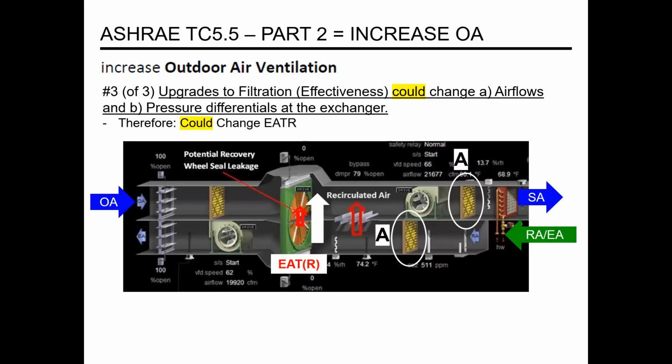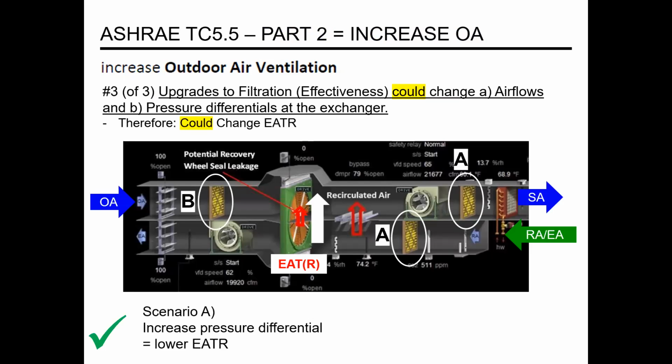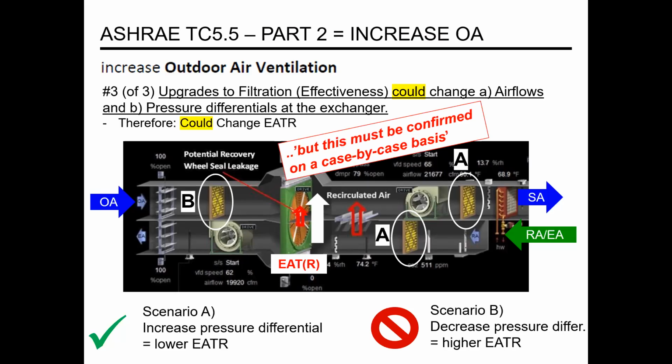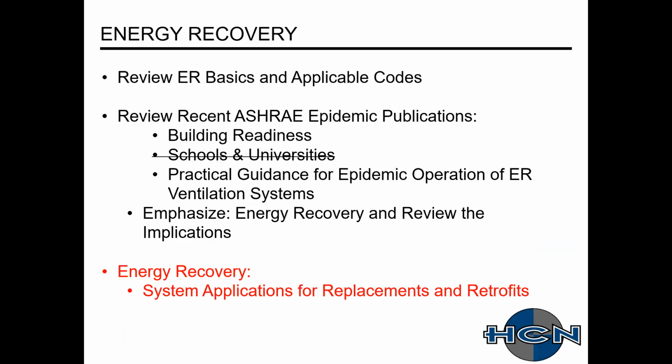So in our unit here, we had 3 different filters. So filter location number A, if we increase the pressure differential, we're going to lower our exhaust air transfer ratio, which is beneficial. And then if we have a filter that's on the outside air intake before the wheel, if we increase the filtration of that, we'll decrease our pressure differential, and therefore we'll have a higher exhaust air transfer ratio, all right? Then the standard also just says you must confirm this on a case-by-case basis, all right?